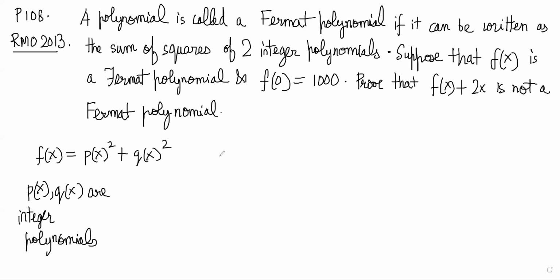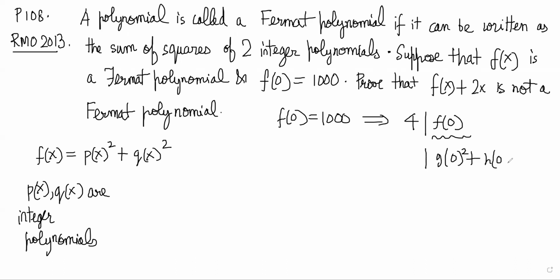We also know that f of 0 is 1000, which means 4 divides f of 0, right? f of 0 will be the constant term of the polynomial, right? So what will be the f of 0 value? f of 0 is equal to g of 0 squared plus h of 0 squared. So we know that 4 divides g of 0 square and h of 0 square, the sum of them, right?